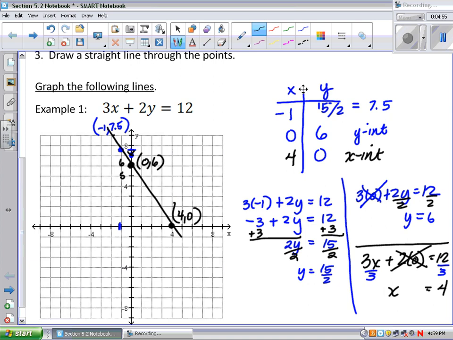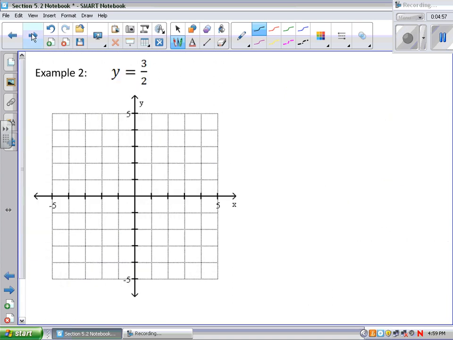Let's do a couple more examples. y equals 3 halves. Remember, equations that only have one variable are our special kinds of equations. If we draw our chart, this one, the only thing the equation tells us is that our y value has to be 3/2.